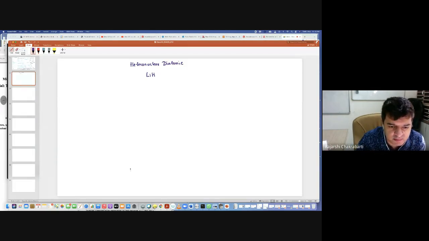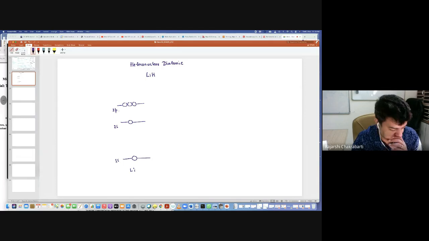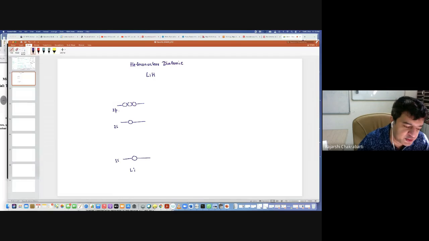This is lithium. Now this is the 1s orbital of lithium. Then you have 2s of lithium, and then 2p of lithium. What about hydrogen? Hydrogen has a 1s orbital, no? Now lithium has a higher nuclear charge, no? It will pull the electron towards the nucleus. In the case of lithium, it is tightly bound.